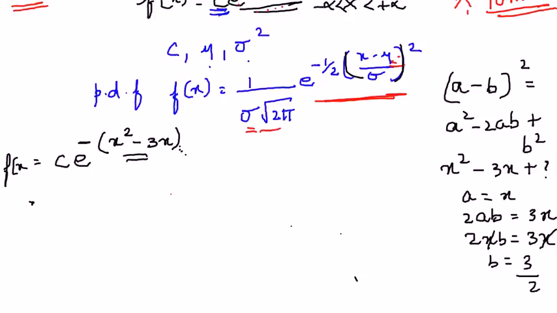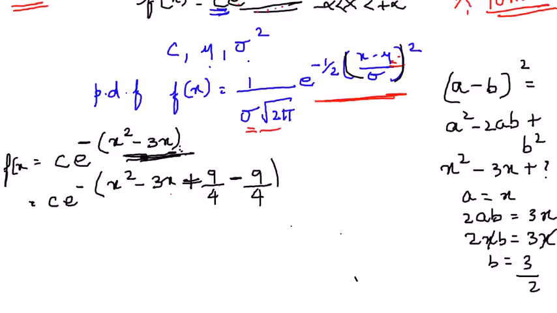So you can write this expression as c e power minus x squared minus 3x plus 3 by 2. b is 3 by 2, but we must get b squared here. So I'm going to write it as plus 9 by 4. But I'm adding 9 by 4 over here, which is not even there in the given expression. Because I'm adding plus 9 by 4, I'm going to subtract 9 by 4 as well.